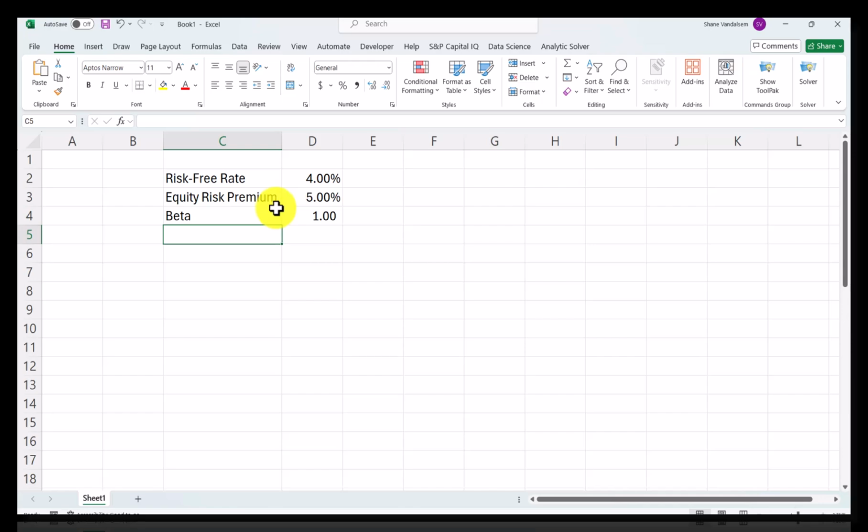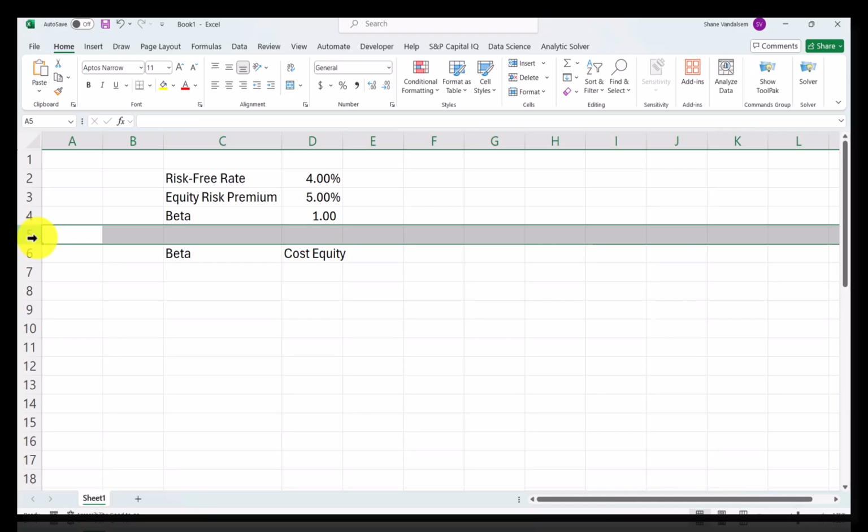Here we're going to look at using a data table to construct the security market line in our first example. So I'm going to put in here beta, and in the next column I'm going to put in the cost of equity, because that's what we're trying to figure out. And I'm going to add a row in here.